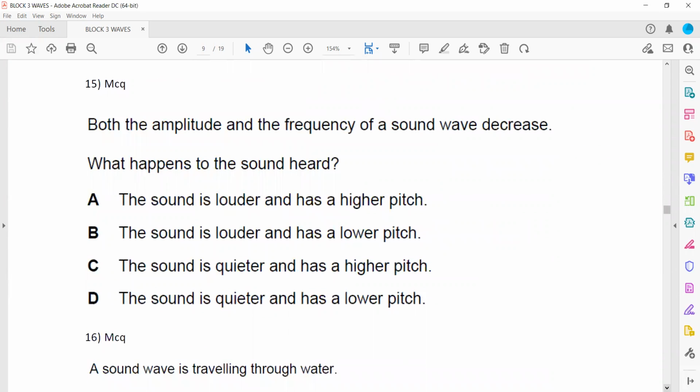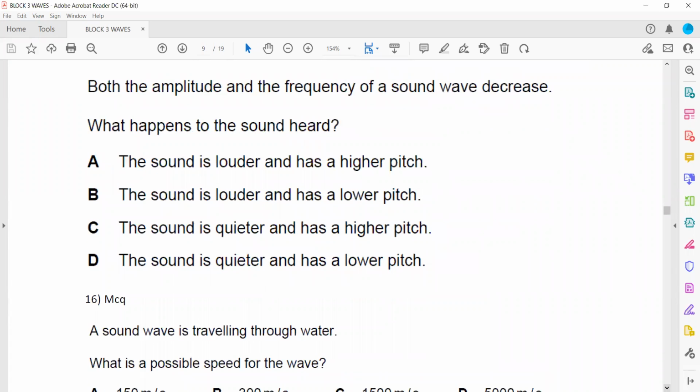In question 15, both the amplitude and frequency of a sound decrease. What happens to the sound? The amplitude of a sound affects the loudness, and the frequency of a sound affects the pitch. If both of them decrease, the loudness will decrease and the pitch will also decrease. So the sound will be quieter, and it will have a lower pitch. That's why option D is the correct answer.